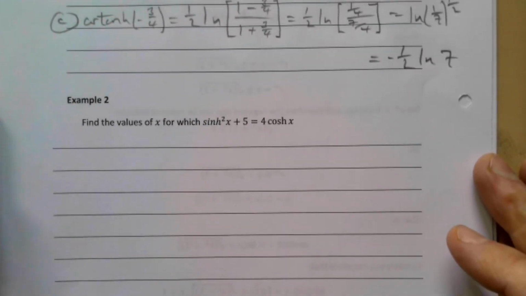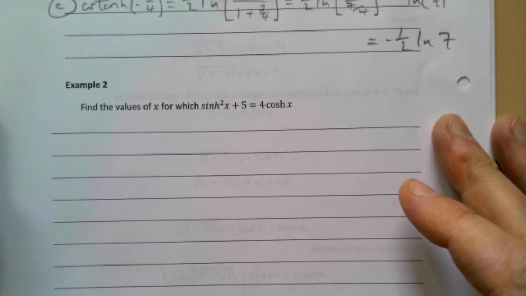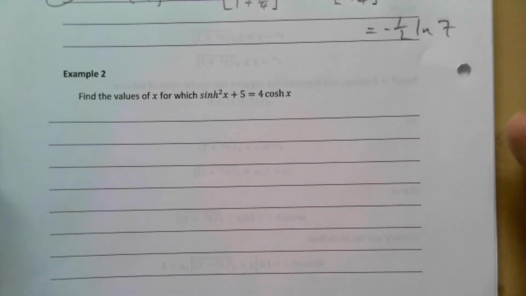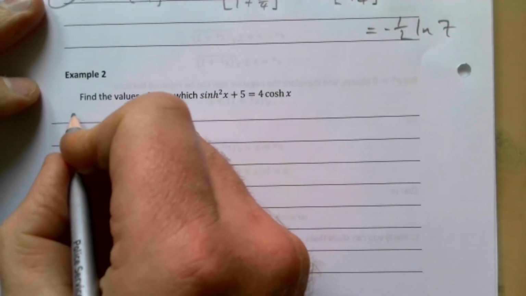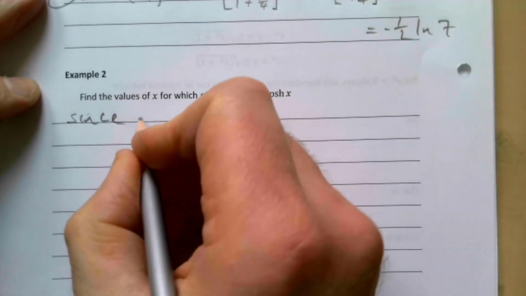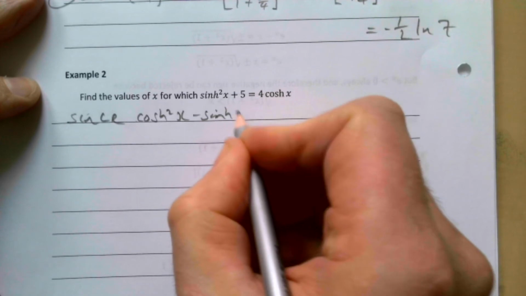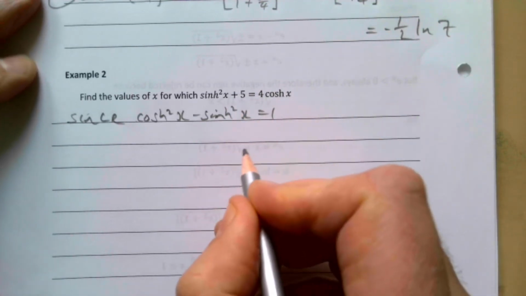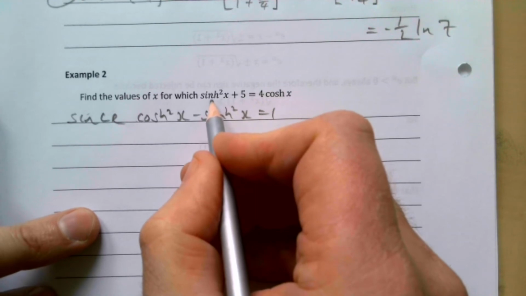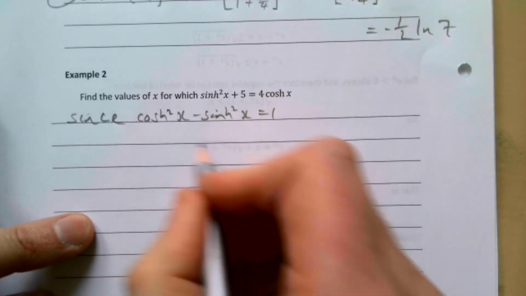On then to example 2, a wee bit of working out here and a bit of tidying up certainly towards the end. So find the values of x which satisfy sinh squared x plus 5 equals 4 cosh x. This is very like our regular maths, only we're on hyperbolic functions here, so we're going to use our hyperbolic identity and rearrange from there. So we know since cosh squared x minus sinh squared x equals 1, I can rewrite my sinh squared x as cosh squared x minus 1.